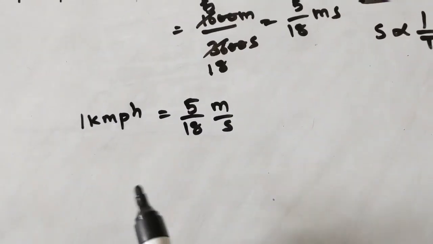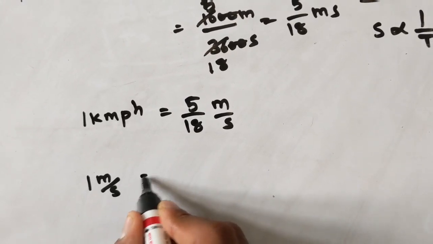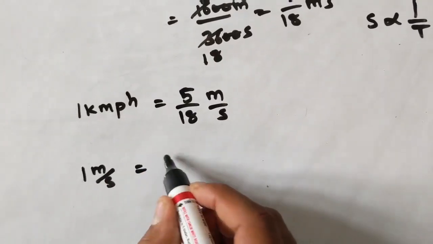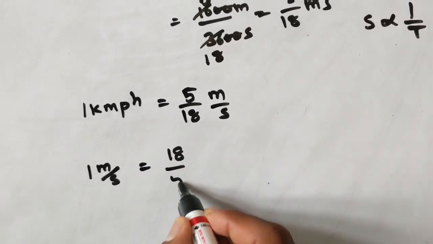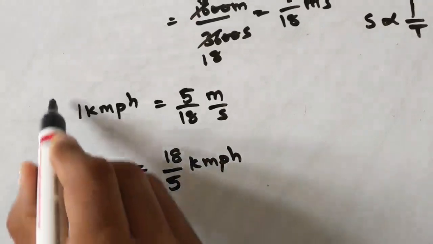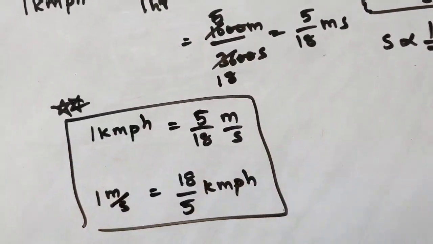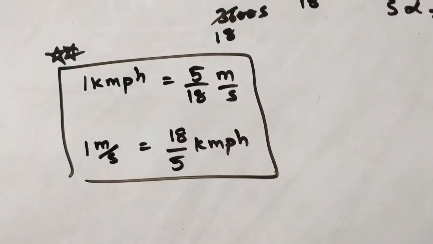So 1 meter per second is equal to, if it goes that side, 18 by 5 kilometer per hour, kmph. These two are unit conversions. We will use them while doing unit conversion.